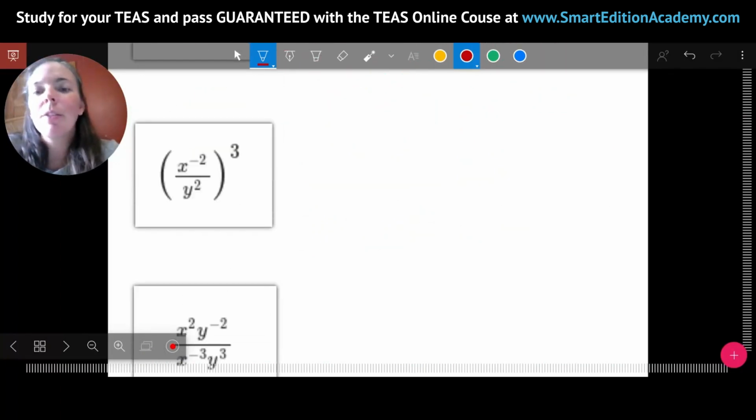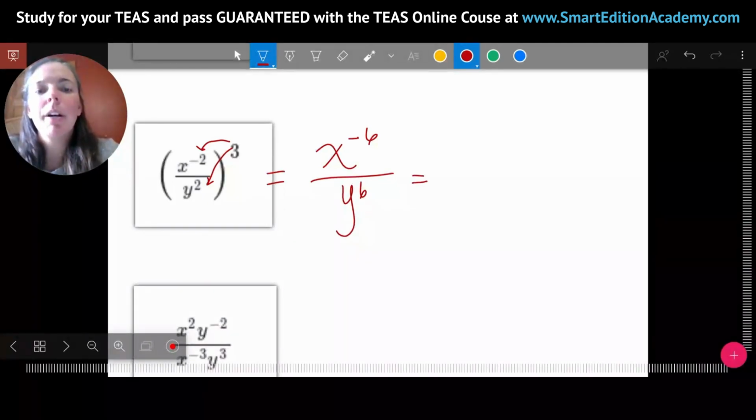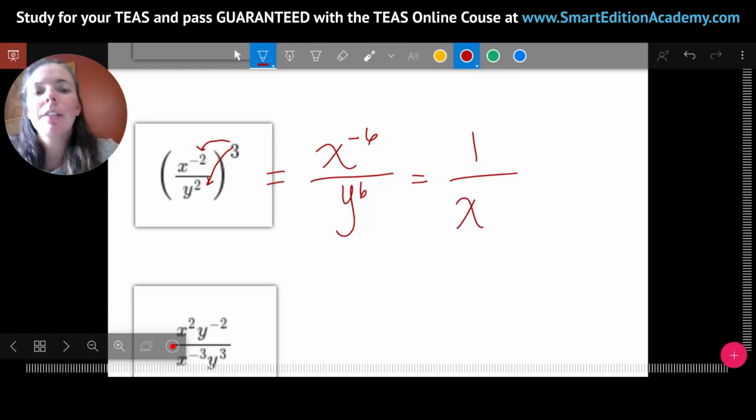Okay, the next one again is another power rule, but we also have a fraction going on here. It's similar, where you want to make sure the 3 is applied to both terms within here. So x to the negative second raised to the third, you would multiply negative 2 times 3, which is negative 6. Y to the second raised to the third would be 2 times 3, which is 6 as well. Now we want to get rid of that negative exponent on the x, so I get to push it to the bottom. So it's going to go next to the y to the 6th and make it positive.